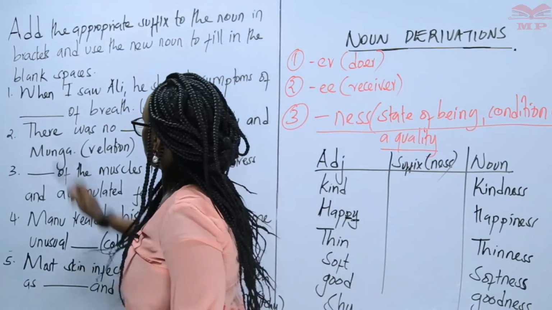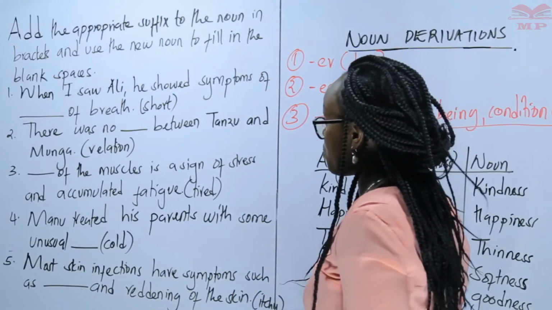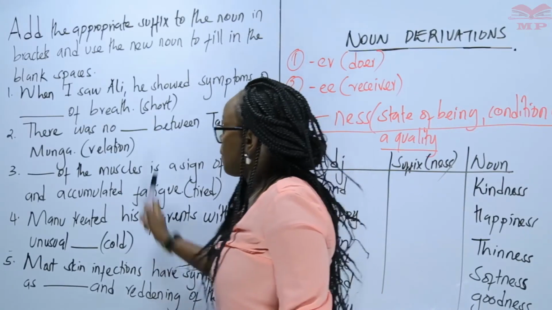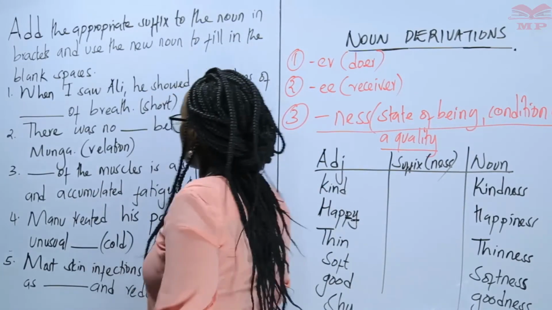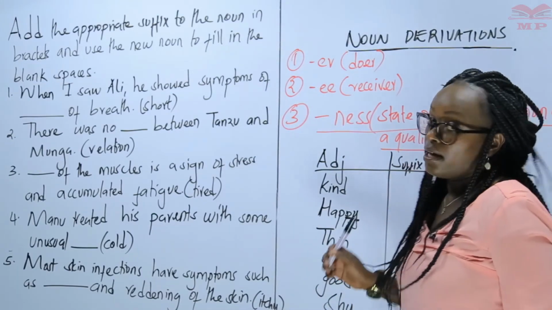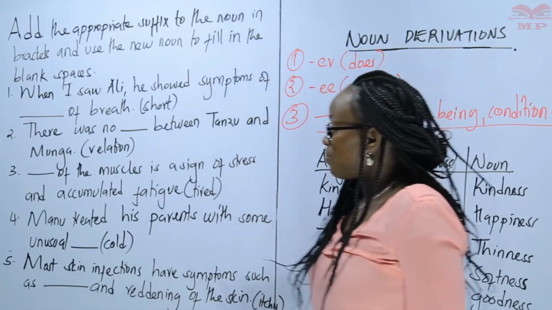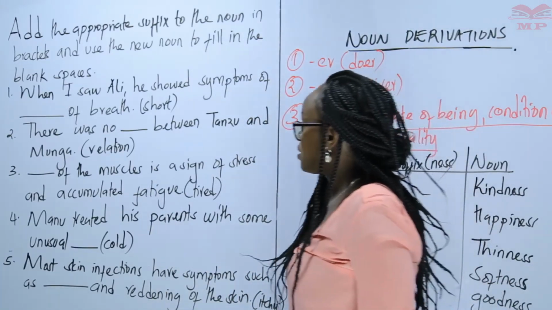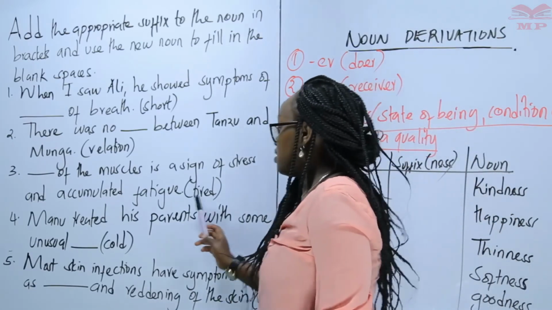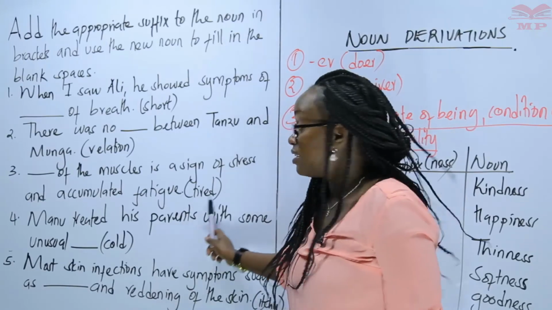So the first sentence: when I saw Ali, he showed symptoms of dash of breath. The noun that we have in brackets is short. The second sentence: there was no dash between Tanzu and Munga. The noun in brackets is relation. Then on to number 3: dash of the muscles is a sign of stress and accumulated fatigue. Then the noun in brackets is tired.